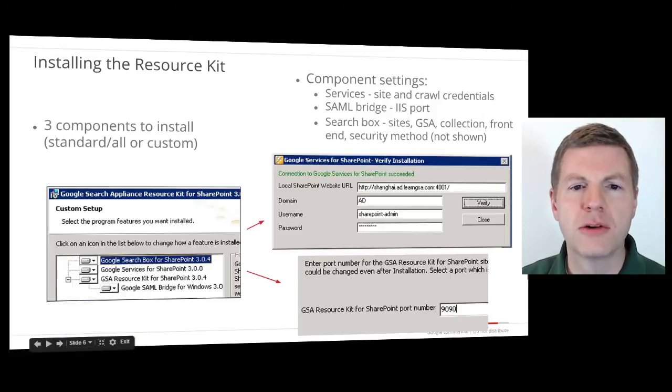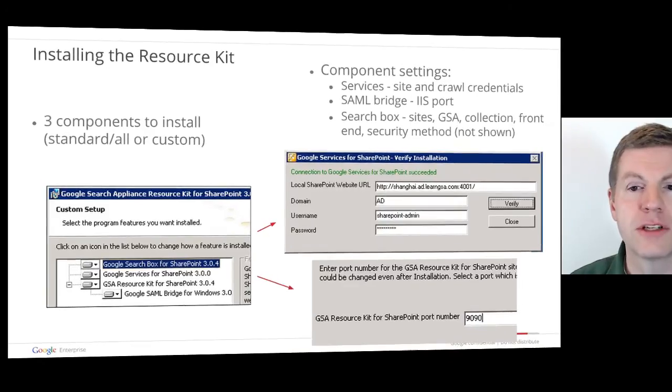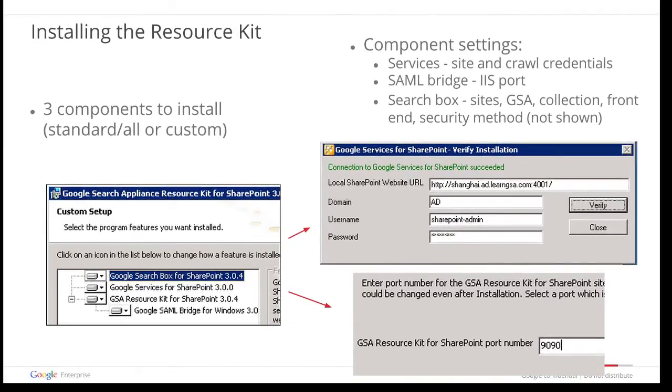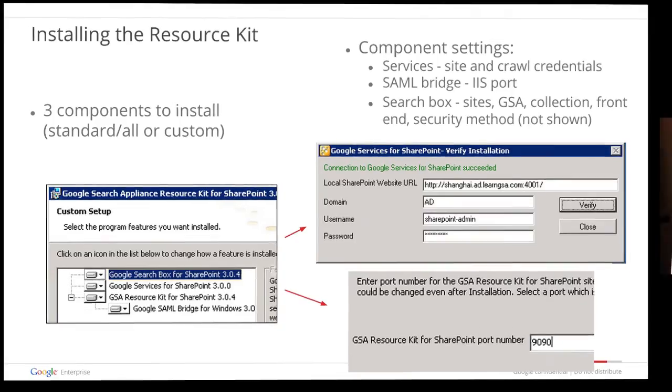When installing the Resource Kit, you'll specify which components to install. For each component, you'll have to provide additional information. For the Google Services for SharePoint, you'll specify which site it should connect to and the credentials it should use. For the SAML Bridge, you'll provide a TCP port for the IIS virtual server it will use, and for the Google search box, you'll list the SharePoint sites that should include it, along with information about the GSA it should search against.